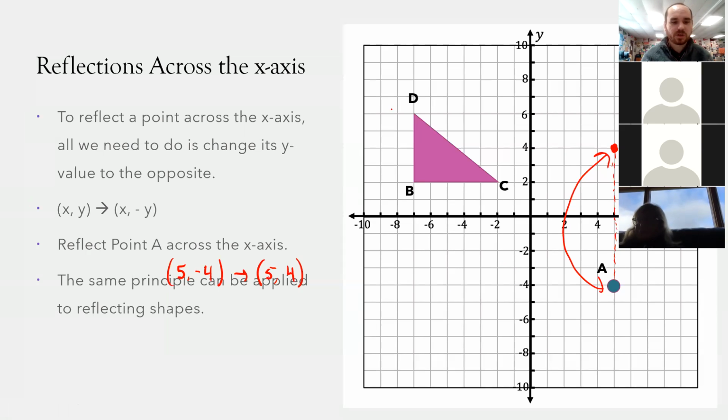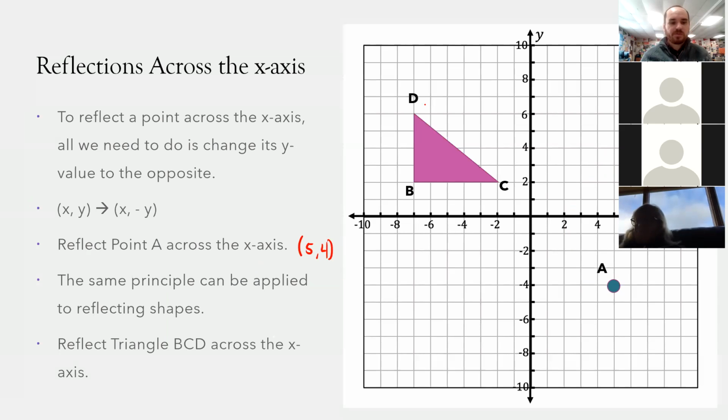Now, making it a little bit more complicated, we can apply that same principle to bigger shapes or shapes in general. So if we want to reflect triangle BCD, all we have to do is reflect each point individually. So if we start with B, B has the coordinates, let's see, negative 7 comma 2. So we're going to reflect that. We're going to change the y value to the opposite. The x stays the same. So we have negative 7 comma negative 2. So this is our new B.